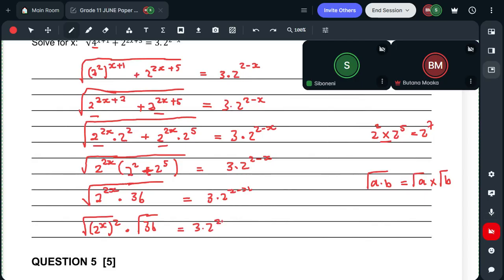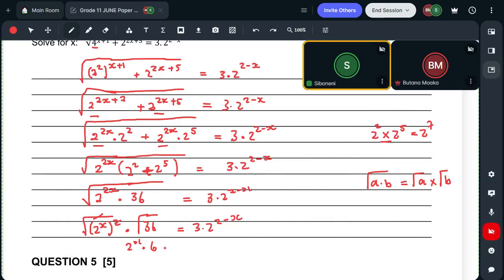So look at this. The reason I'm separating this is because I need the square root to cancel with that, because I know that 2 times x is just 2x. So I need to get rid of the square root. Then I'll be left with 2 to the x multiplied by 36. The root of 36 is 6, right?